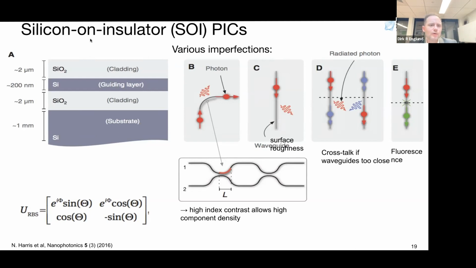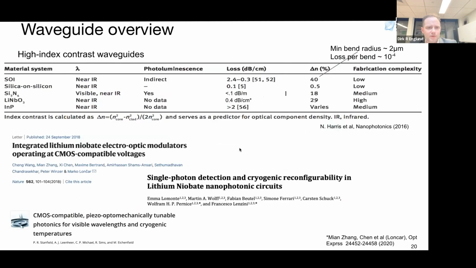Okay, so we're looking here at silicon on insulator photonic integrated circuits. We have bends, we have directional couplers, this is how we do our unitary transformations, for example, on the single qubit basis. But there are imperfections. For example, surface roughness can cause losses. You might have cross coupling if light in one waveguide couples over to the other via surface roughness. You might have autofluorescence, and a number of other imperfections are important to keep at bay as much as possible.